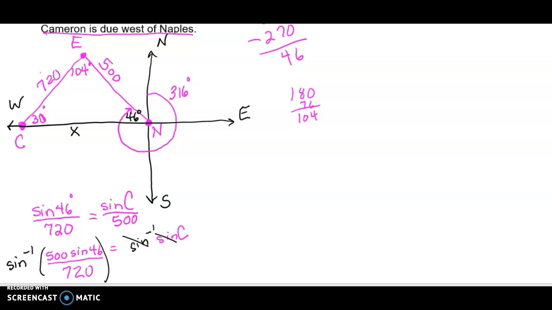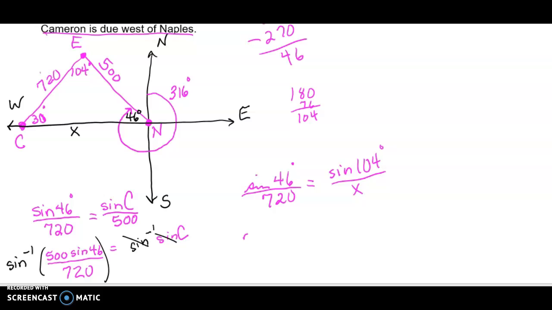And now we can use the law of sines one more time. We will take the sine of the 46 over its opposite side, 720, equals the sine of the 104-degree angle over its opposite side, which is x. So remember degree mode. I'm going to cross multiply.